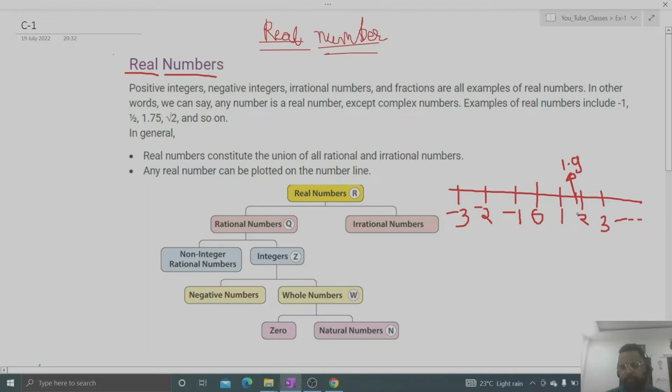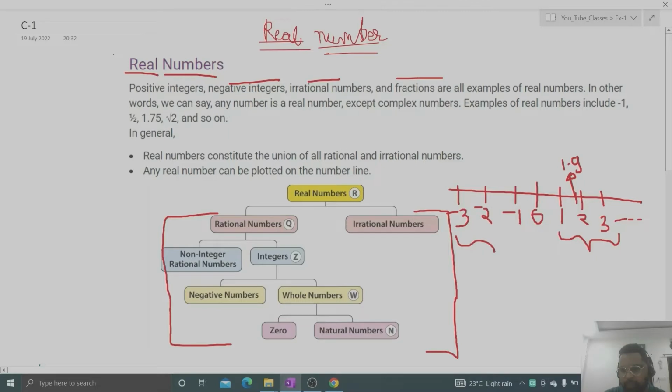Real numbers include this hierarchy as well. You do not need to remember this hierarchy, this is for your understanding only. It includes positive integers, negative integers, irrational numbers, and fractions, which are all examples of real numbers. These are the positive integers, and this is the negative integers. Remember one thing, 0 is neither a positive integer nor a negative integer.